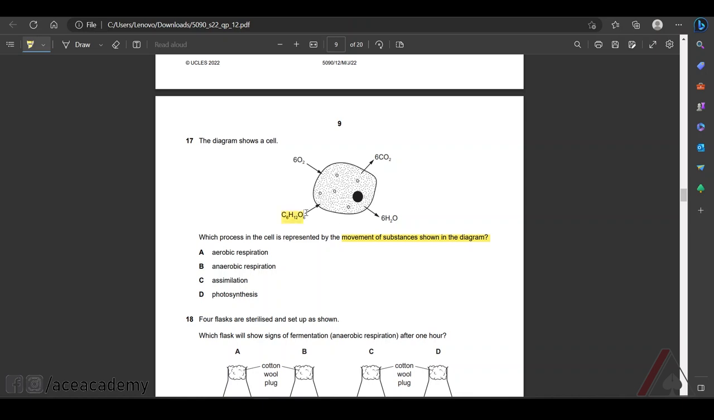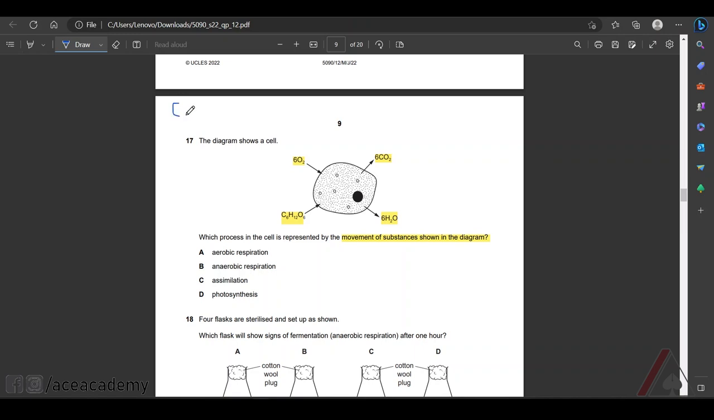1 mole of, this is glucose, C6H12O6, that's glucose. 1 mole of glucose enters the cell, and 6 moles of oxygen enter the cell. Whereas 6 moles of carbon dioxide and 6 moles of water leave the cell. Now, this question is easier to solve if I put the movement of these substances in an equation form.